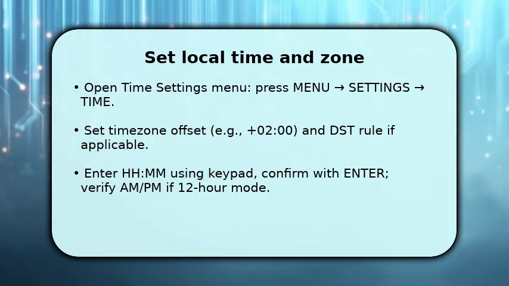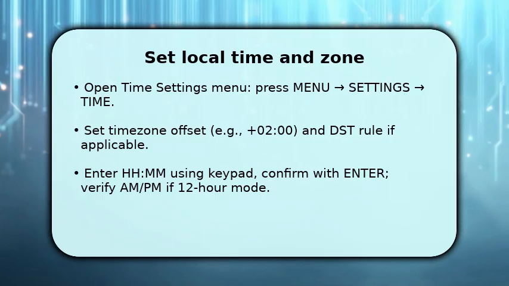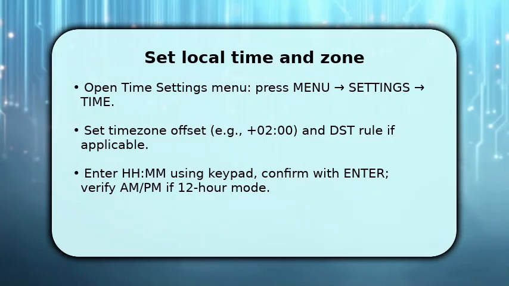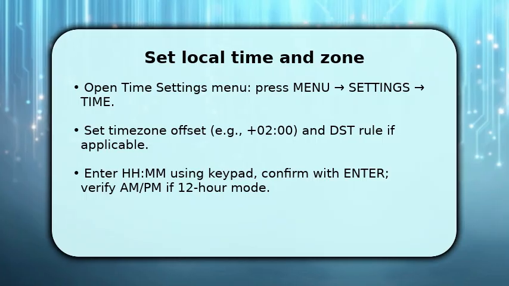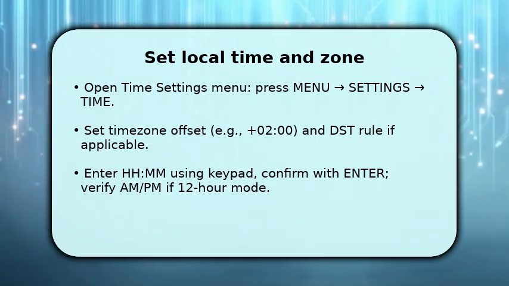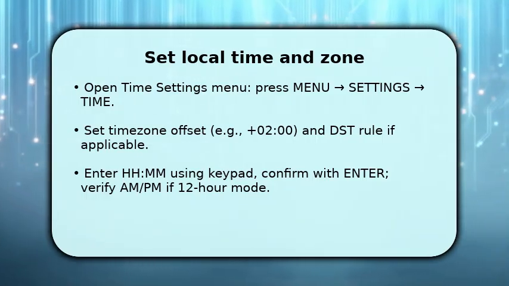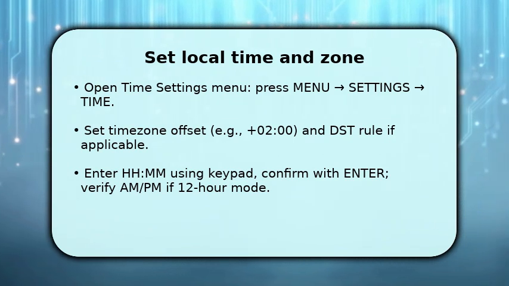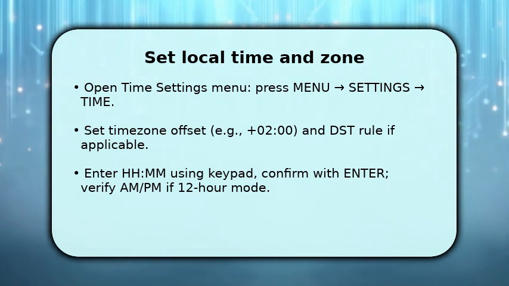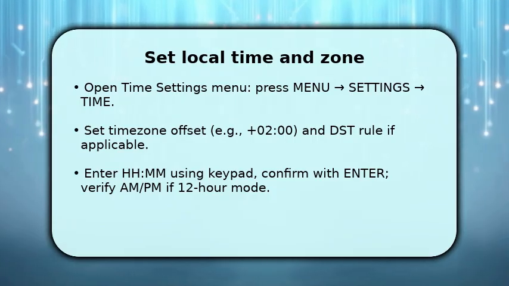Once the zone is correct, enter the exact time from your reference using the keypad and press enter to write it to volatile memory. If the unit uses 12-hour mode, double-check AM versus PM. After doing this, make sure to save to persistent storage so the clock survives a reboot.